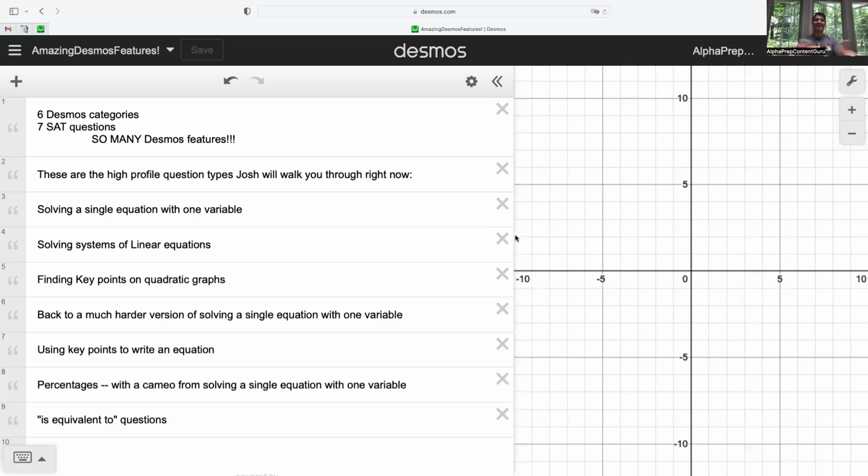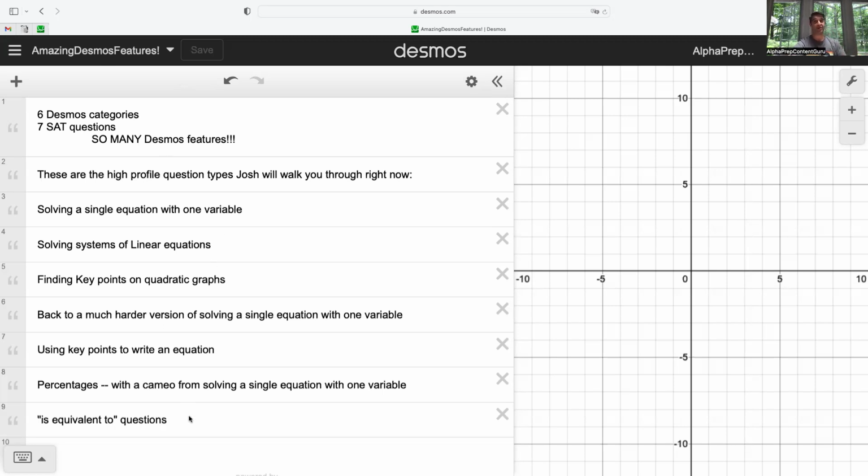All right, let's get started. What I'm going to do is use 6 Desmos categories and 7 SAT questions to show you a gazillion unbelievable, next level, amazing Desmos features that are completely and utterly game changing. That's the goal. These are the 7 questions that I'm going to go after.